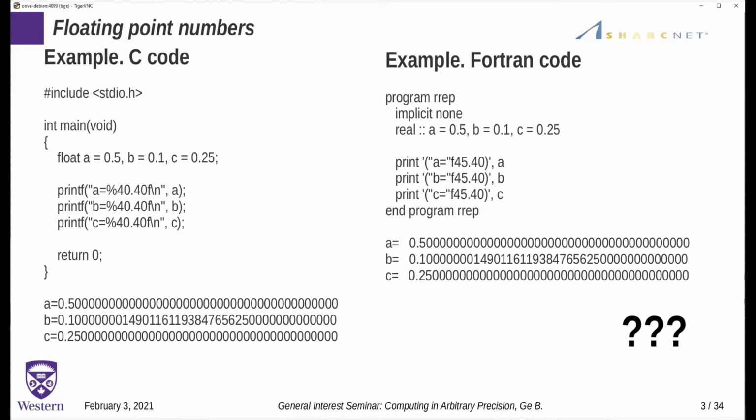So first, let's take a look at this simple data representation example. I have the code in C and Fortran side by side. What we do here is we define A, B, C as three floating point variables, all in single precision: 0.5, 0.1, and 0.25. And we just simply print them out. As you can see, A and C are the exact values that we defined, while B, which we set to 0.1, is not what we want. We have something extra after the decimal point.